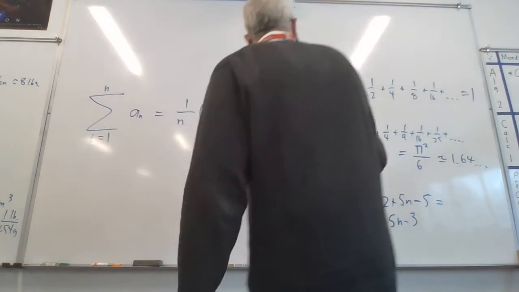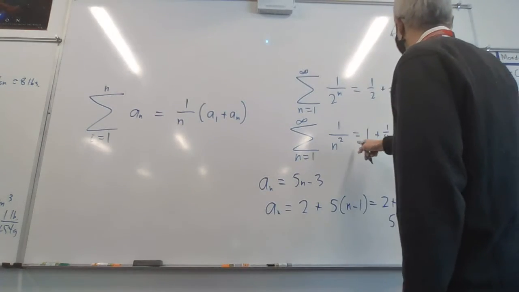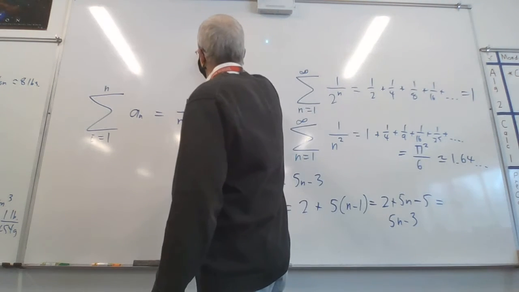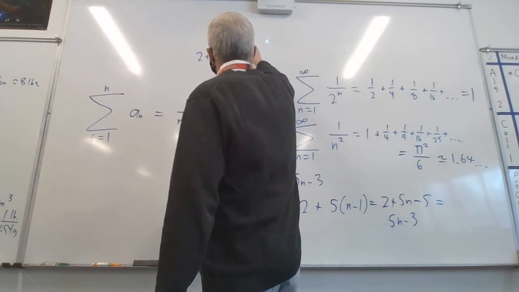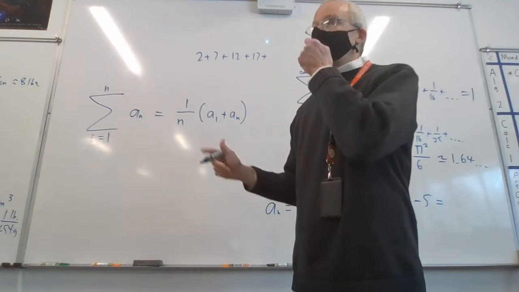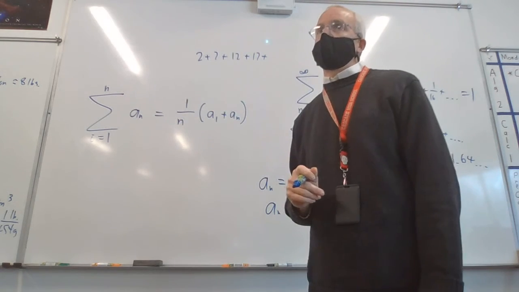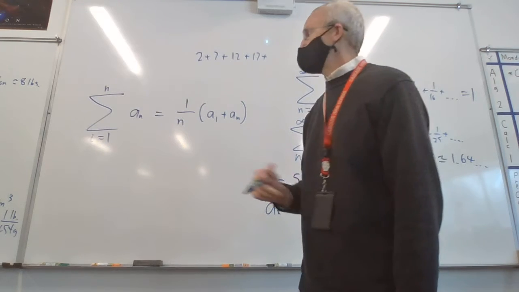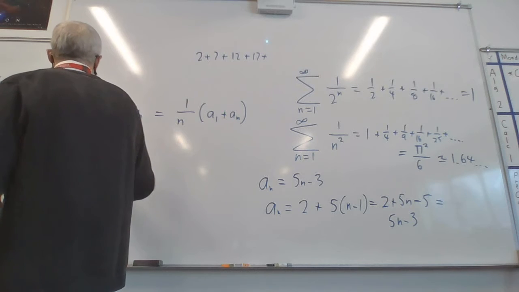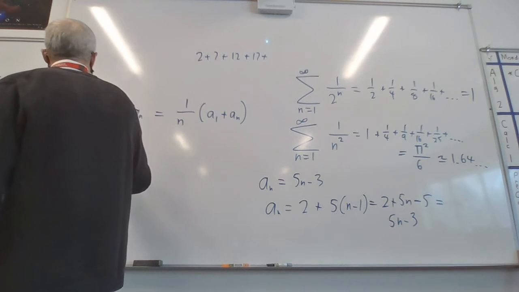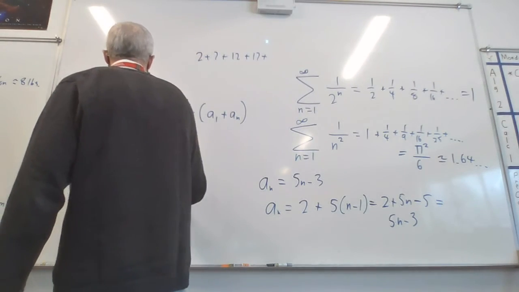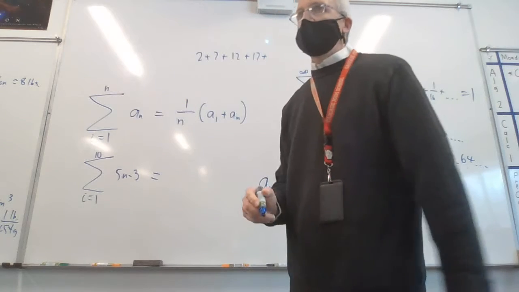So let's do an example. Let's do the example we just did, the one from the beginning of class: 2 plus 7 plus 12 plus 17. We added 5 every time, right? So let's sum up the first 10 terms of that. We use this formula: the sum from i equals 1 to 10 of our formula, 5n minus 3. We don't have to write them all out, we can just use our formula.